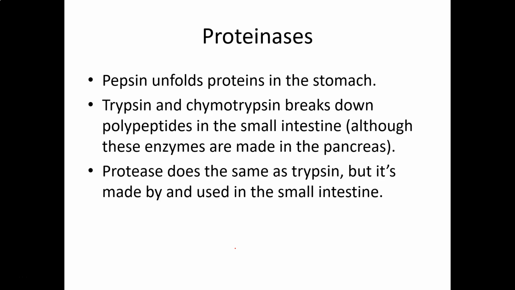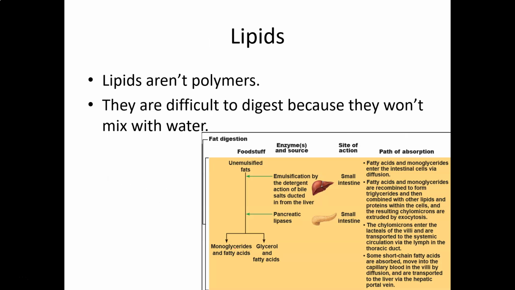And sometimes we can also break it down into amino acids, although really we're just going to be breaking it down into smaller polypeptides there. And then protease is where we're actually going to get down to the amino acid level, and protease is made by and used in the small intestine.